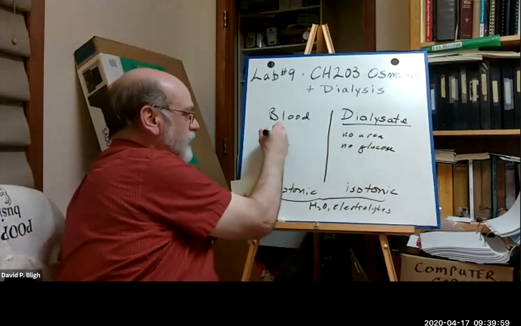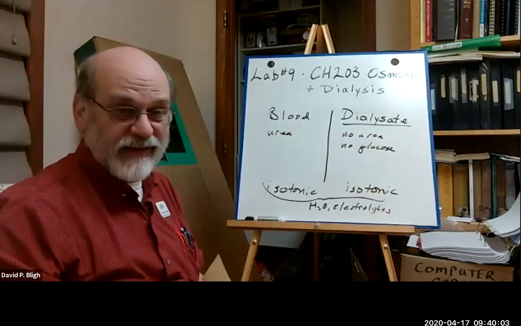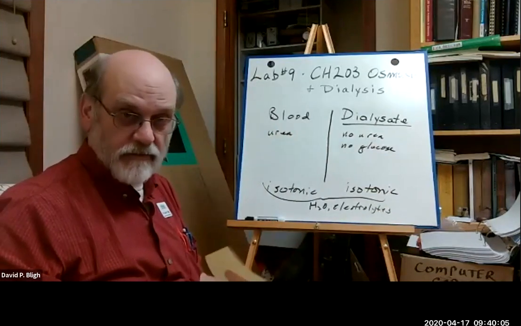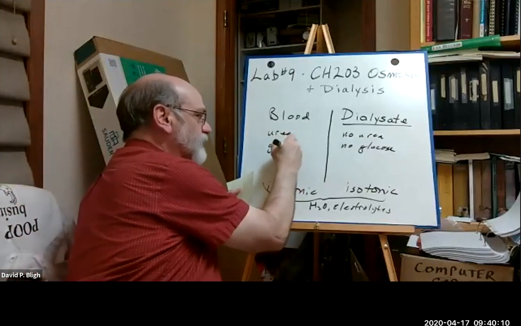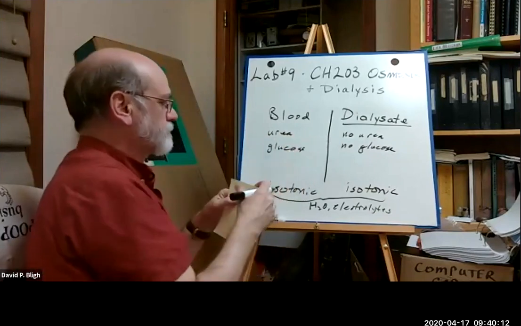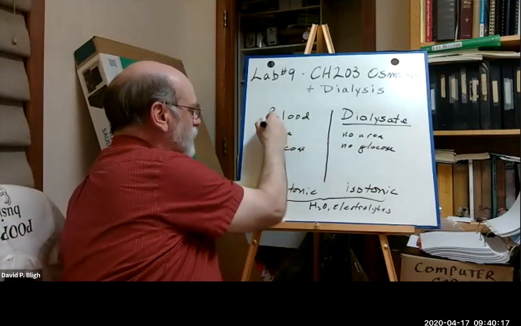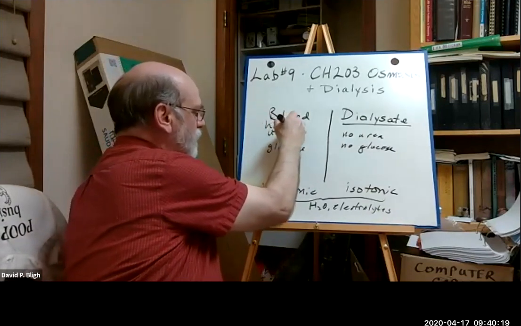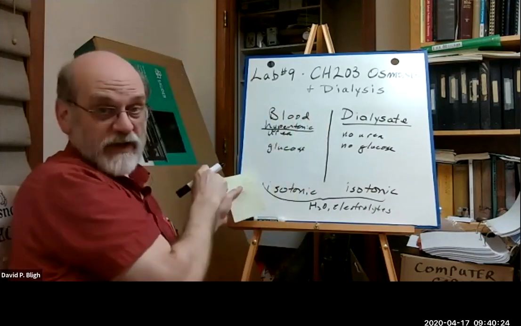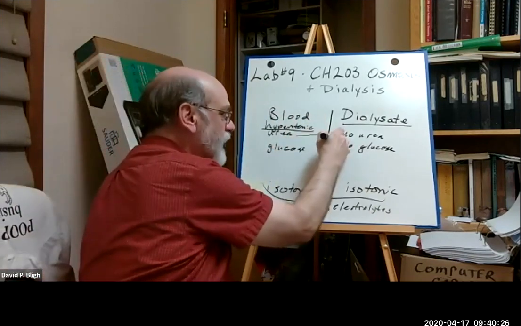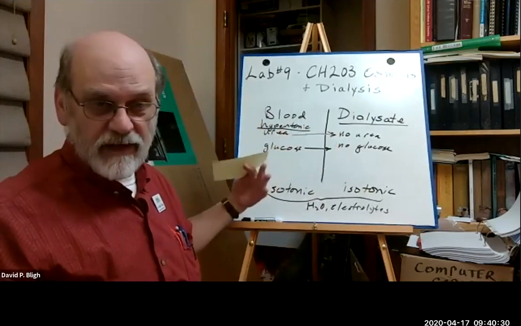And then you have lots of urea over here for a patient whose kidneys are failing. They cannot get rid of the urea. Right? And they tend to build up glucose as well. So these are hypertonic with respect to waste products. So they tend to move that way, and they effectively clean the blood of those waste products.